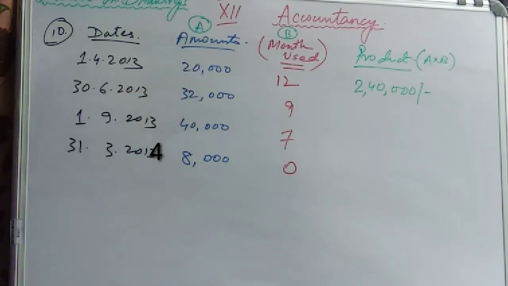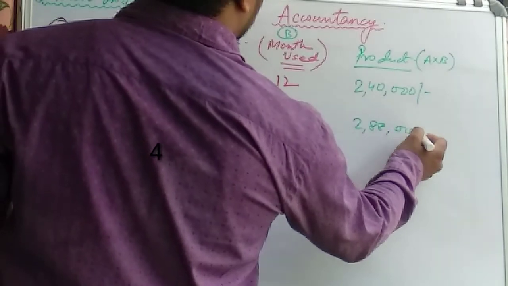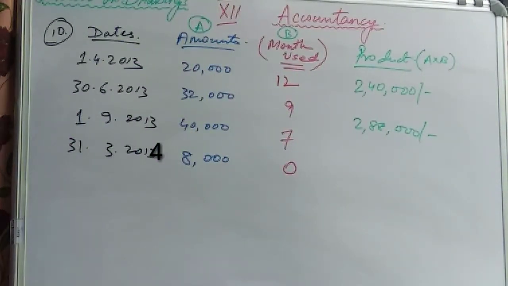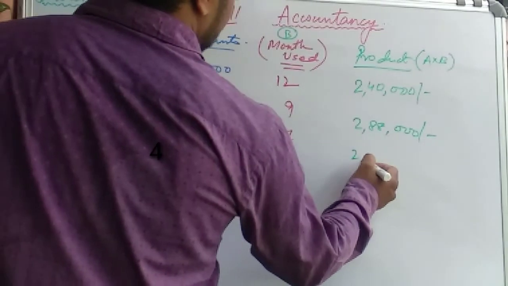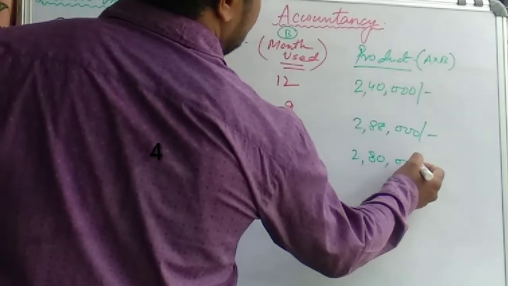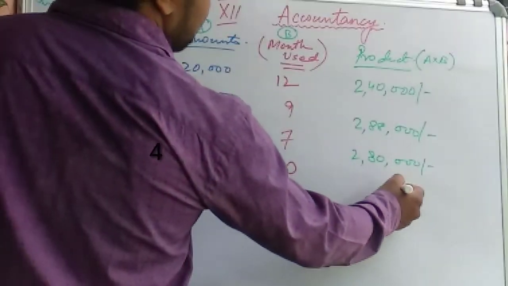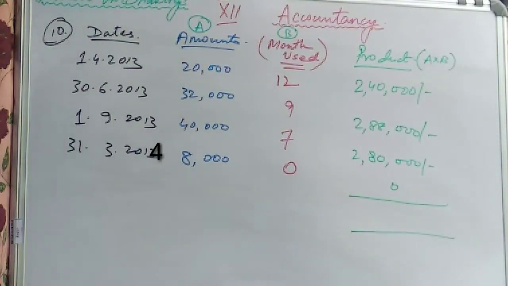32,000 into 9, 2,88,000. 40,000 into 7, 2,80,000. And 8,000 into 0, that is 0. Now we will add up this.